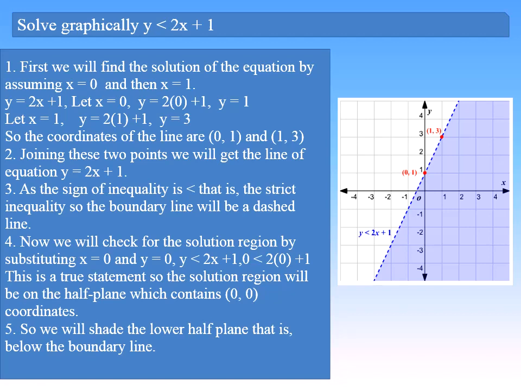Now if I put the value (0, 0), that is the coordinate of the origin, in the condition, we can write it as 0 is less than 2 into 0 plus 1. After calculation we get 0 is less than 1. So the condition is true. When the statement is true, we can say that the origin is included in the solution region. So if I want to include the origin in the solution region, we need to shade the lower half plane. We cannot shade the upper half plane.